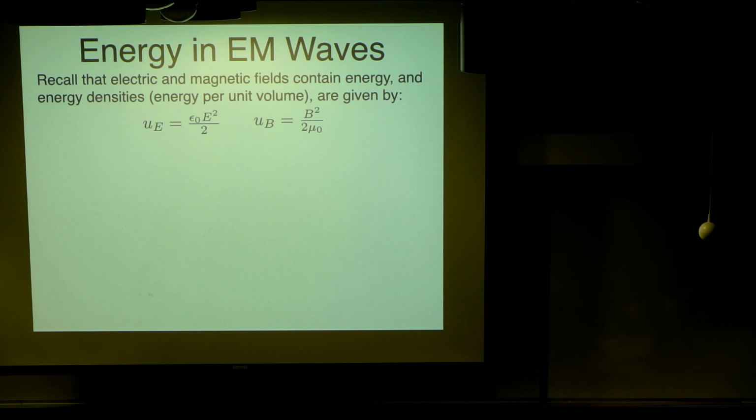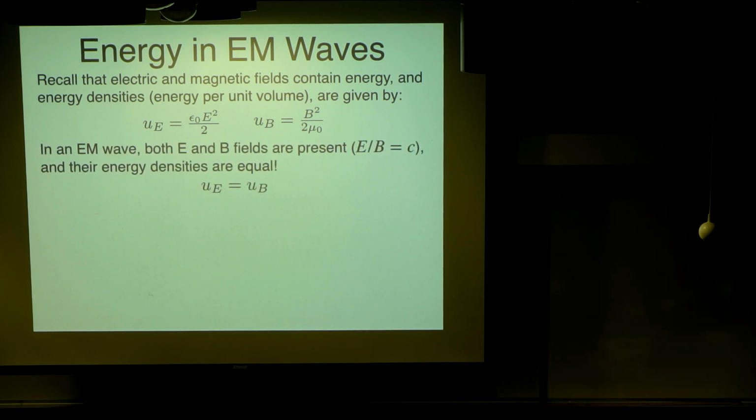So, like I was just saying, if we have an EM wave, an electromagnetic wave, we're going to have both an E field and a B field present. And let's just recall what the relationship between the E field and the B field actually is. It's given by this: E over B is equal to c. So the electric field strength divided by the magnetic field strength is equal to the speed of light.